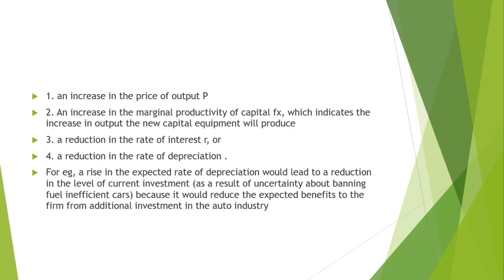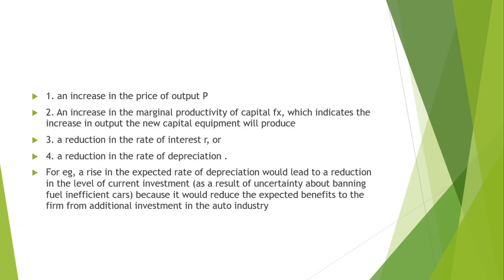The first two items, P and F of X, come in the numerator of Q, that's the marginal benefit. Marginal benefit will increase when either or both of these factors increase. The third and the fourth come in the denominator, that is the rate of interest R and the rate of depreciation delta, and when both increase we know the cost is going to increase and hence Q will fall.